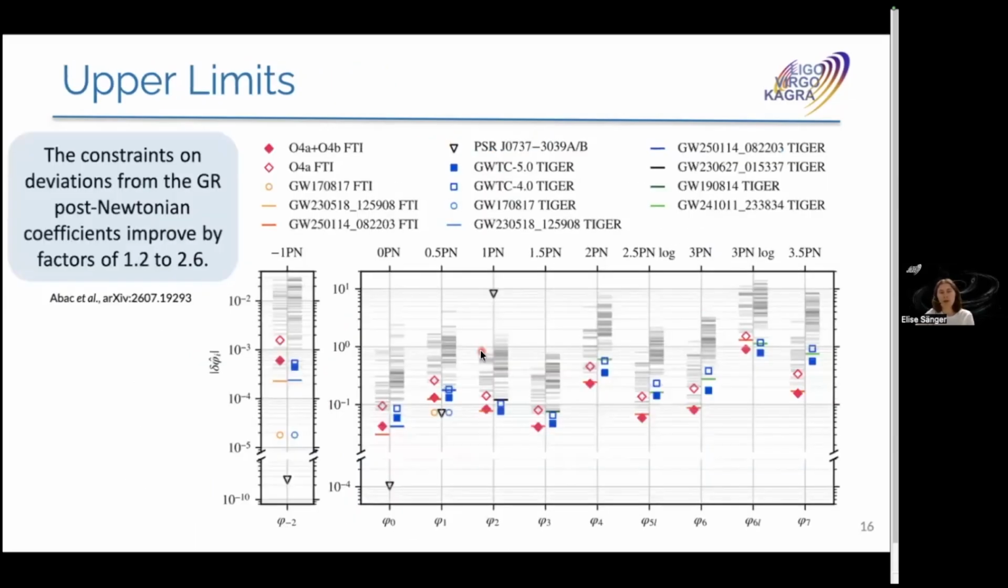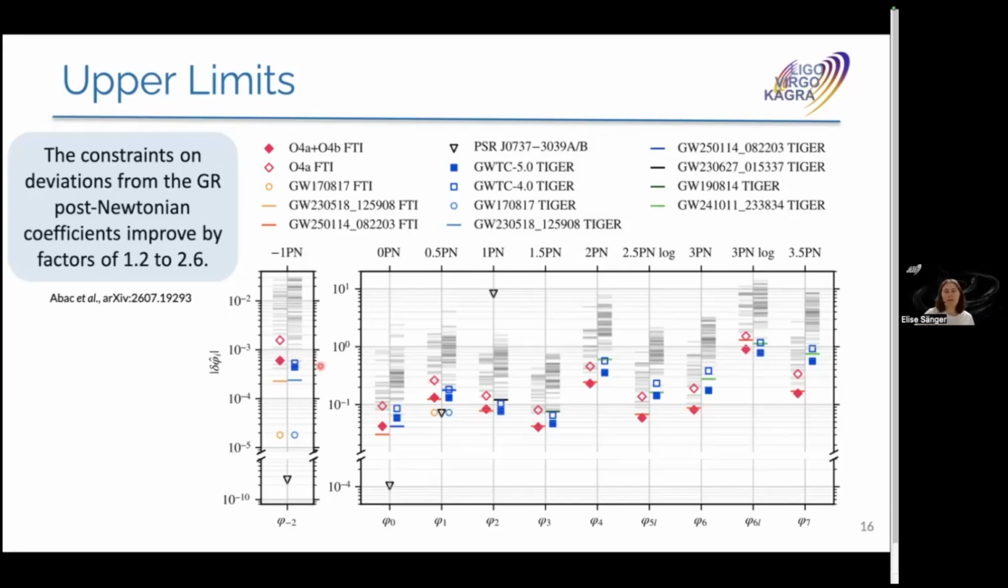Next slide, please. We have these nice posteriors on the deviation parameters that we can also turn into upper limits on the magnitude of the deviation. Here we show the results for FTI once again in red and for TIGER in blue. The filled diamond and the filled square are the new results from the latest catalog, while the unfilled diamond and the unfilled square are from the previous catalog. You see that all the results improve, the upper limits become a bit tighter, and we get improvements that are between a factor of 1.2 and 2.6, depending a bit on the PN order.